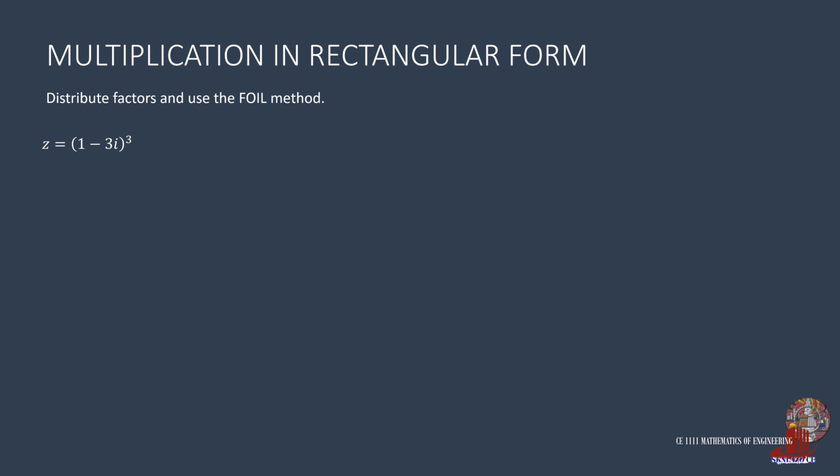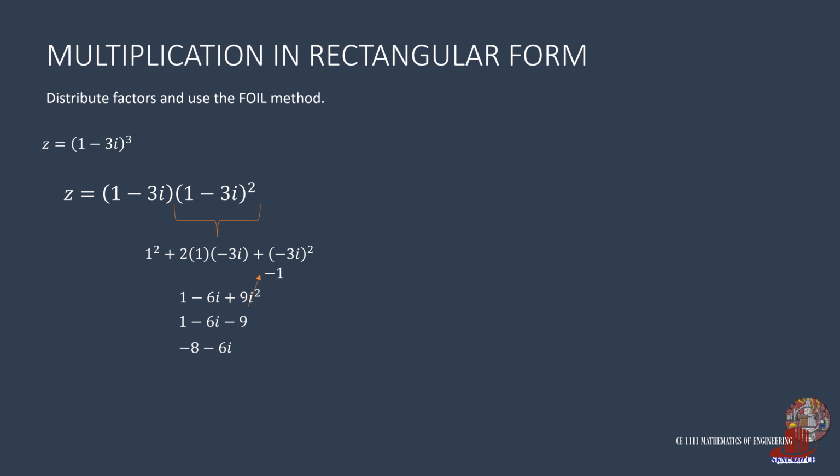The next exercise has the cube of 1 minus 3i. We separate the complex number in a way having the square of 1 minus 3i. Expand the square and get 1 squared plus twice of 1 times negative 3i plus the square of negative 3i. Simplify this into 1 minus 6i plus 9i squared, where the last term becomes negative 9. So the whole square is negative 8 minus 6i.